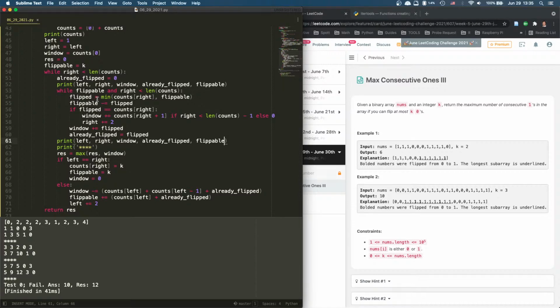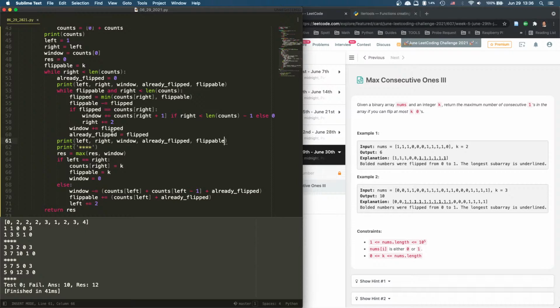So flipped equals minimum, so flipped is 2. And flippable is 1. Right? Flippable is 1, and flipped is 2. So window plus equal to the next one, so plus equal to 3. And the right goes on to 5, so right is now at 5. Window is also plus equal to flipped. That's correct. Already flipped equals flipped.